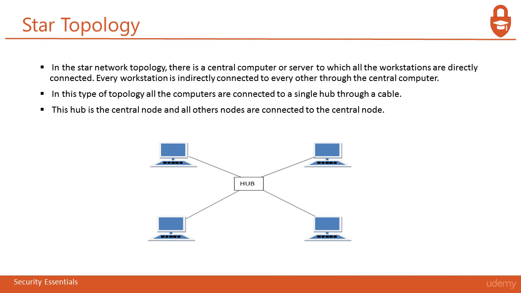The next topology we'll review is the star topology. In the star network topology, there is a central computer or a server to which all the workstations are directly connected. Every workstation is indirectly connected to every other through the central computer. In this type of topology, all the computers are connected to a single hub through a cable. This hub is a central node in which all other nodes are connected. Here, all the devices are connected with a single server or network device that is the hub.